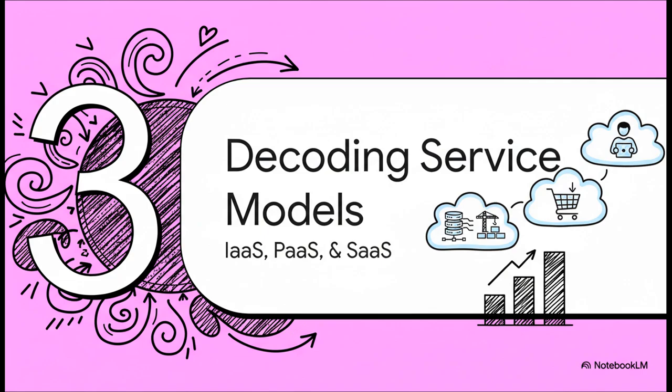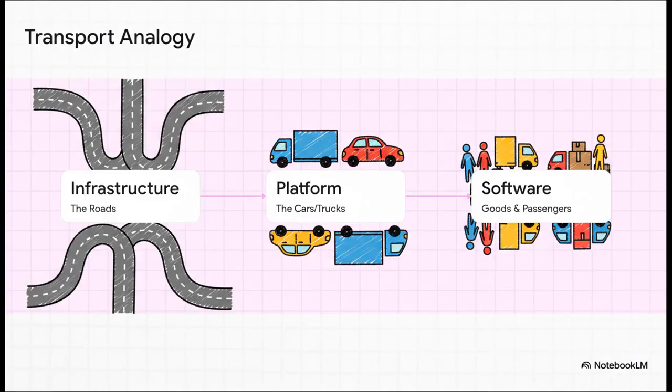Okay, so now that we know the secret ingredient, virtualization, let's talk about what's on the menu. You've definitely heard these crazy acronyms, IaaS, PaaS, and SaaS. They sound complicated, but I promise we're about to make them super, super simple. The best way to think about this is with a simple analogy. Let's talk about transportation.